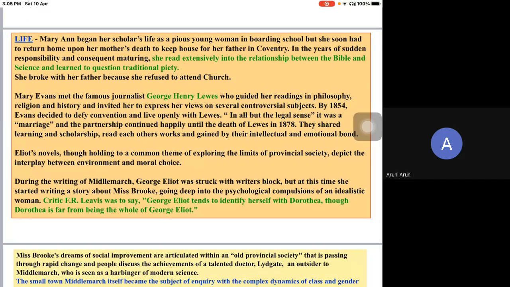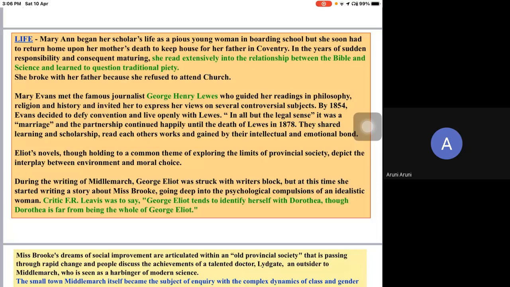Mary Ann, or George Eliot, began her scholar's life as a pious young woman in boarding school. But she soon had to return home upon her mother's death in order to look after the house for her father. Their house was in a place in England called Coventry. In the years of sudden responsibility and consequent maturing, she read extensively into the relationship between the Bible and science and learned to question traditional piety. She broke with her father because she refused to attend church.